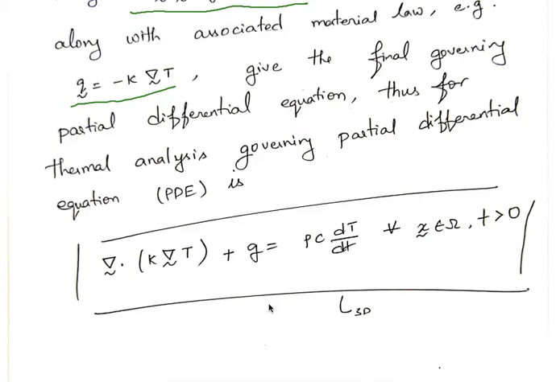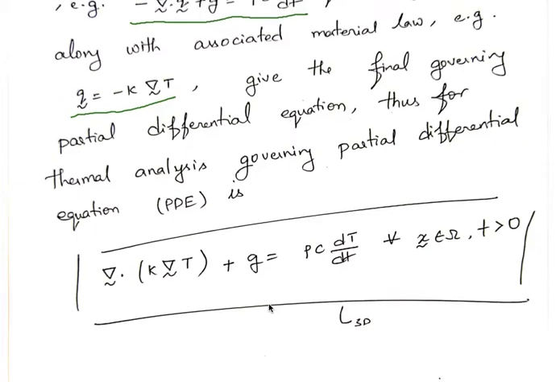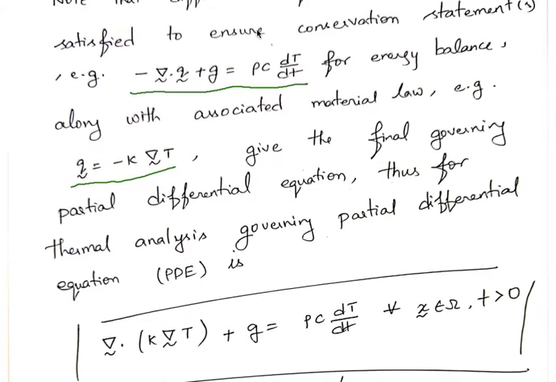The field variable is the temperature. So now this is a differential equation in simply one field variable. But if you take the conservation statement, how many field variables do you have? Two of them. So just using the conservation statement you cannot solve a problem. You need to know something about the material law.